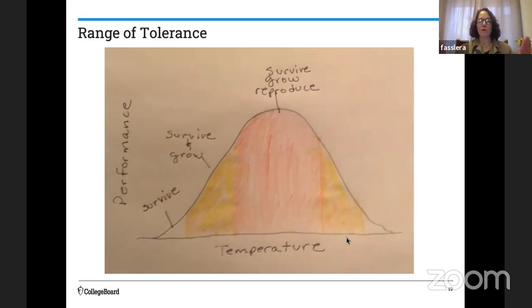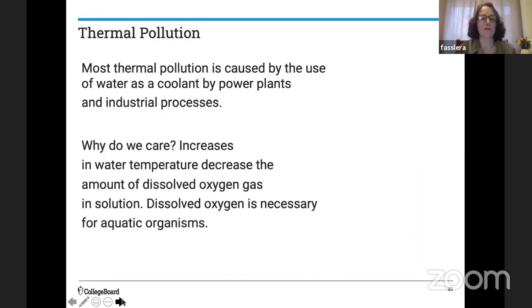Notice as I move either hotter or colder away from there, I get into a zone where they're surviving and they're growing, but their reproductive capacity has been greatly reduced. Maybe survivorship of offspring has been reduced. And finally, I get out to these extremes. They haven't died yet, but all they're doing is surviving, and their numbers are probably quite a bit lower. So that's a pretty straightforward model to visualize.